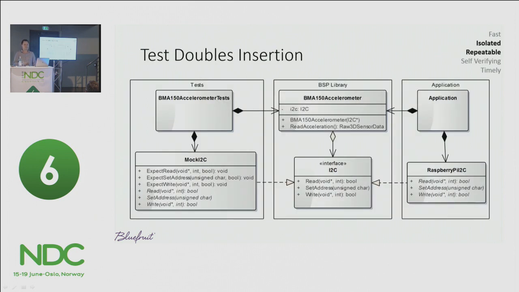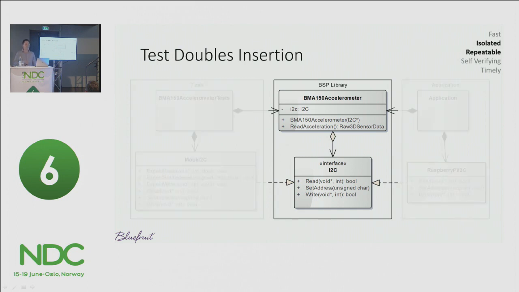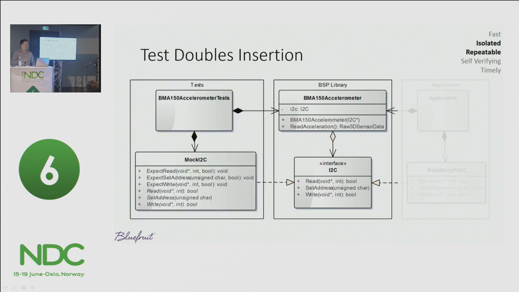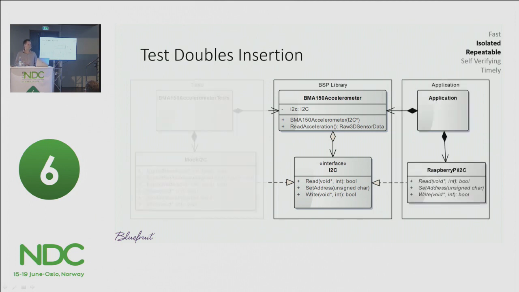So the code and tests were set up as follows. The system under test was the BMA150 accelerometer driver, and it has one dependency, which is an I2C port. When I'm testing, I want to use the mock I2C in the tests, and when I'm building the final application, I want to use the Raspberry Pi I2C in the application code.